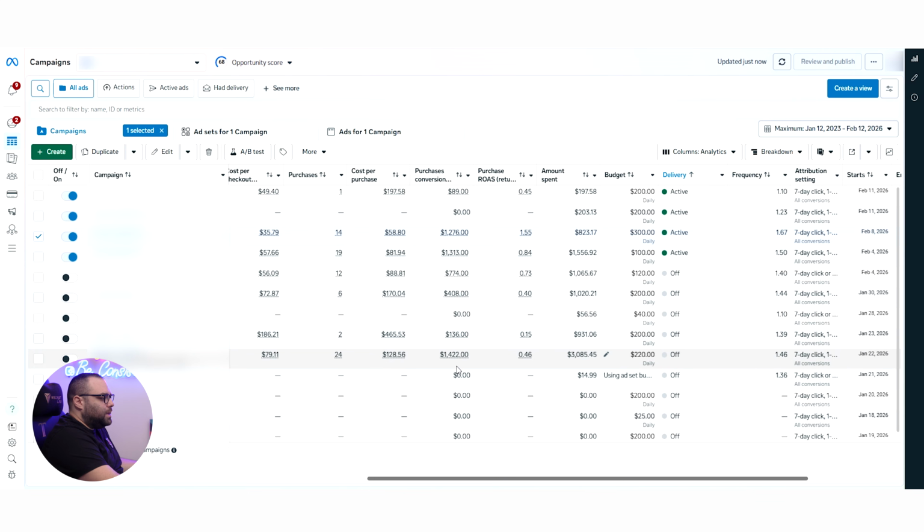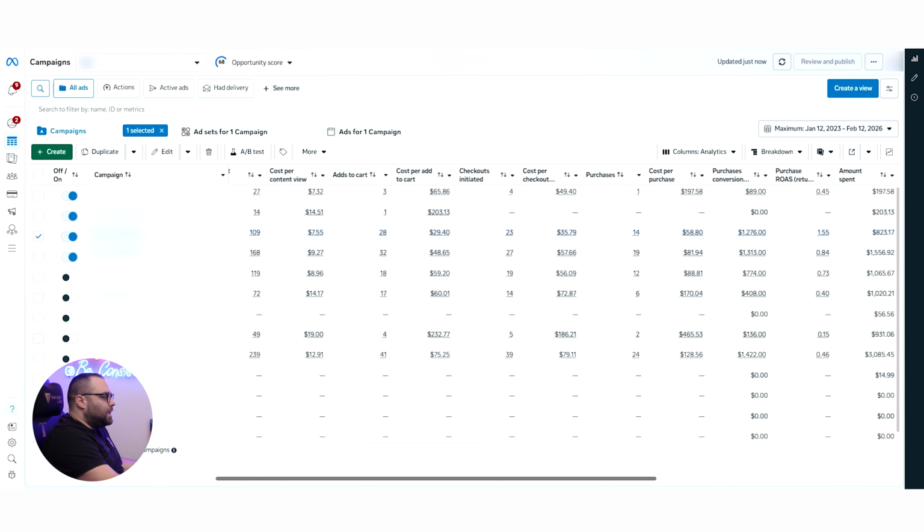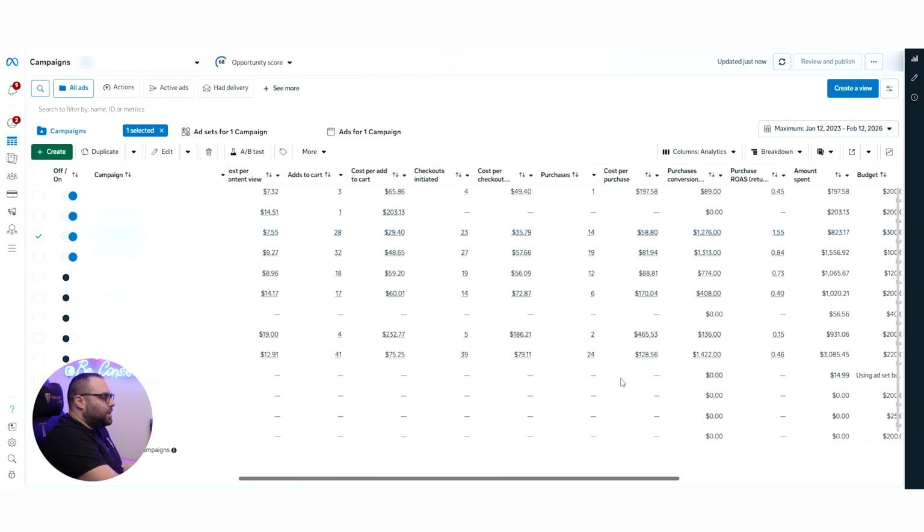This one got sales, which is a very good sign, by the way. There are cases that you go into another account and you don't even see sales. Here, at least we see sales. We know that we have to improve on certain things. The first thing that we're going to check is the checkout purchase ratio. We have 39 to 24.